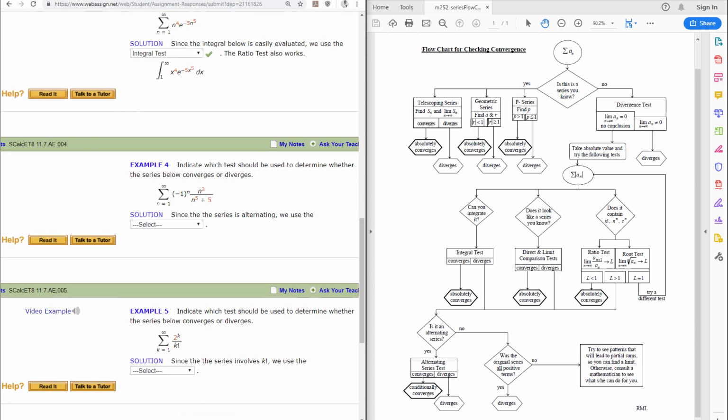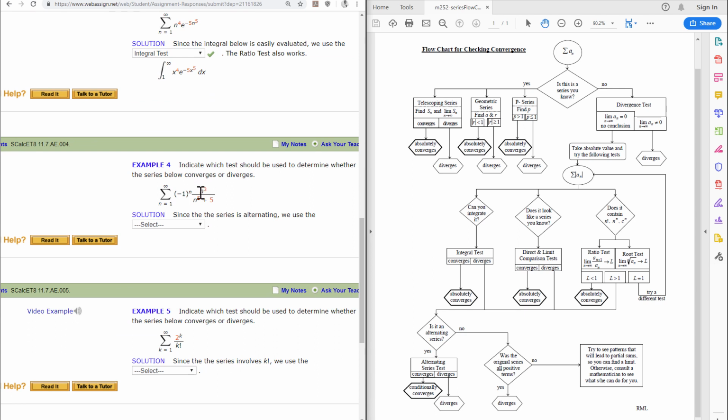Okay, the next one looks like a polynomial over a polynomial. If you were to go through this process, you would see that it's not quite any of these series that you know. The power in the denominator is bigger than the numerator, so it's going to go to 0. So a divergence test is going to fail. And now it's not something I would easily integrate, but it looks like I can do a comparison test.